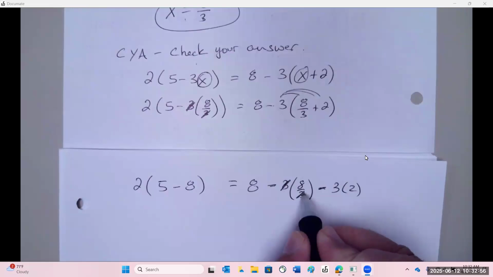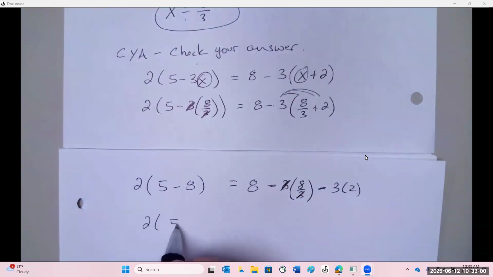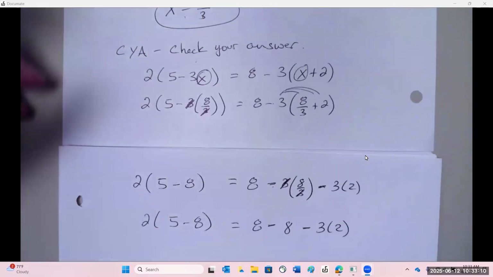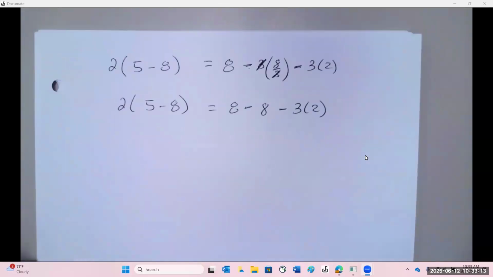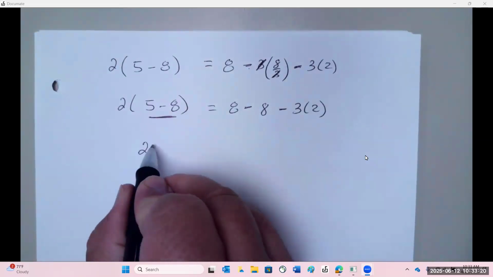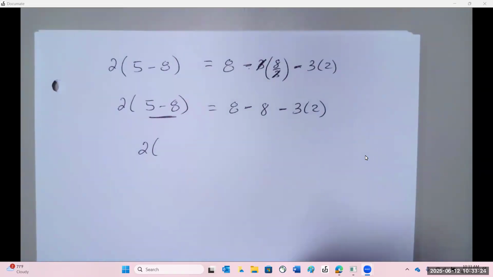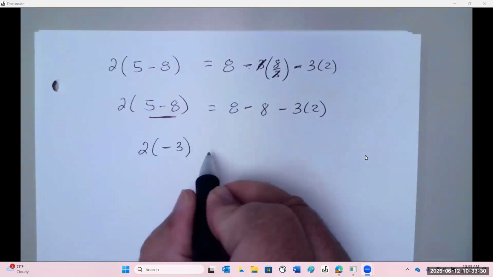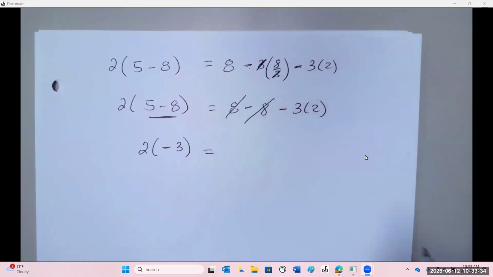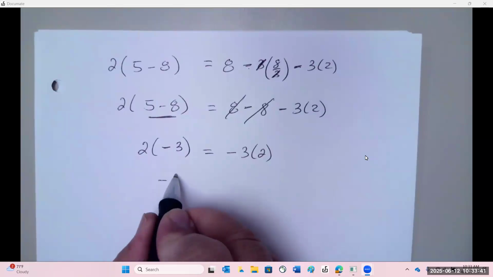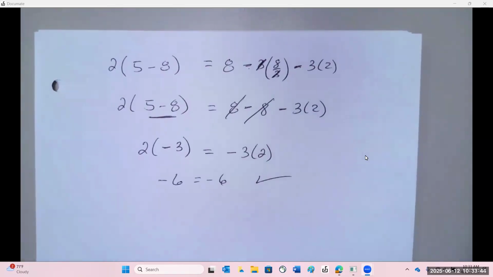So these threes cancel. So I have 5 minus 8 equals 8 minus 8 minus 3 times 2. Order of operations, I got to do inside the parentheses. 5 minus 8 is what? It's going to be positive or negative? Negative. 8 minus 5 is 3. 8 minus 8 cancels out. That becomes 0. So I have -3 times 2. So my answer is correct.